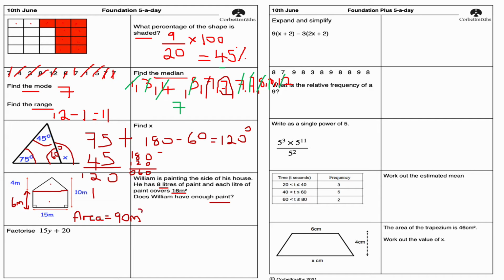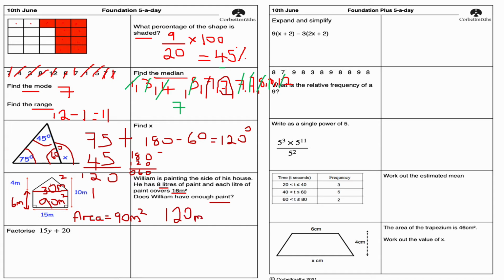Okay, that's area of the rectangle. Okay, so it's 6 times 15 or 15 times 6. Okay, and our units of area is meters squared in this case. Now the area of the triangle is base times height divided by 2. So it's 15 times 4 is 60, divided by 2 is 30. So it's 30 meters squared. Okay, adding together my area, I get 120 meters squared.